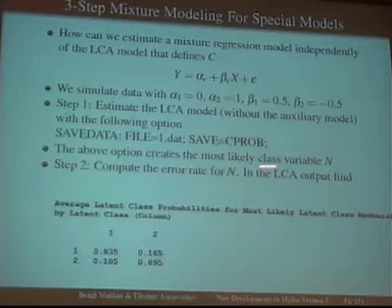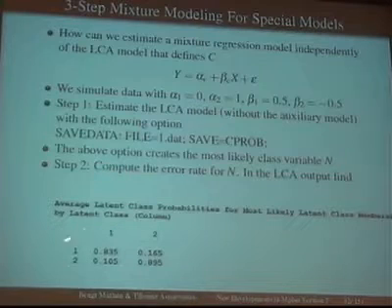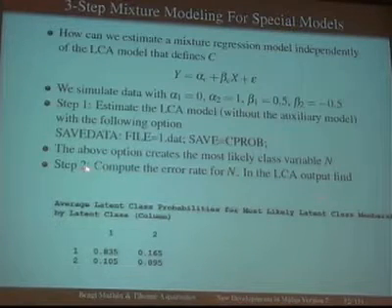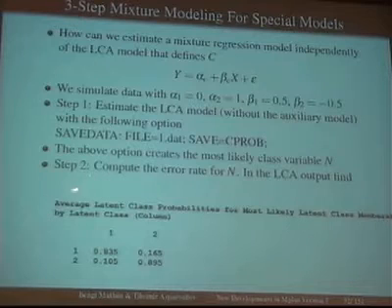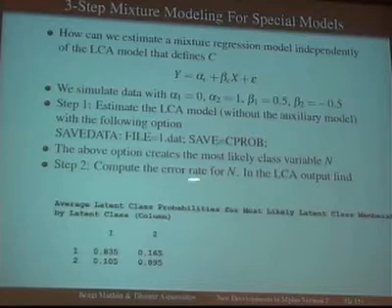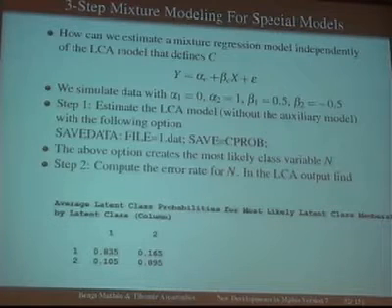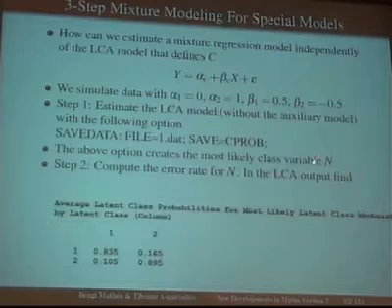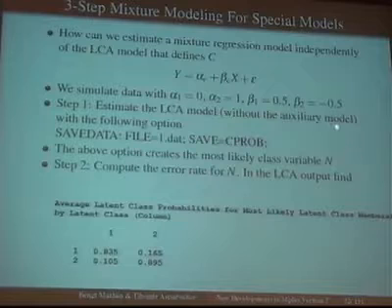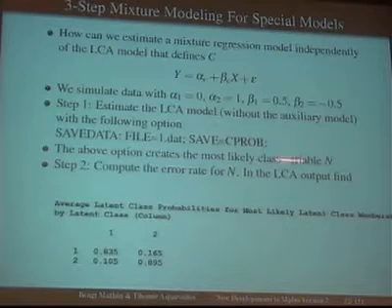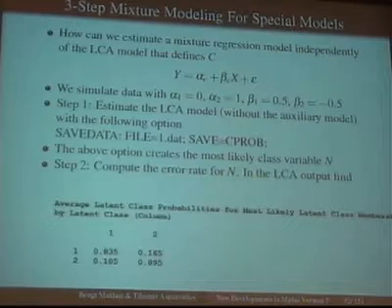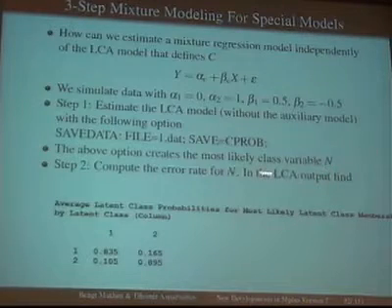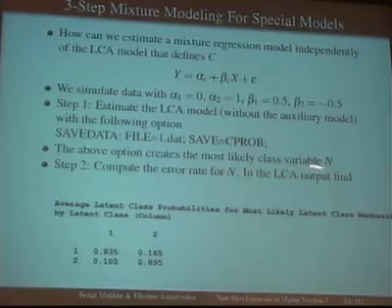In step 2, you basically have to do a little bit of manual computation here. What step 2 does is you have to compute the error rate of the most likely class variable. That's basically the measurement error. The most likely class variable is going to be a measurement for the latent class variable, but it has an error in it. If the class separation is not perfect, the most likely class variable is not going to be a perfect measurement for the latent class variable, and it has an error.